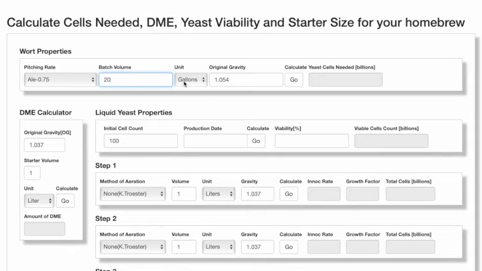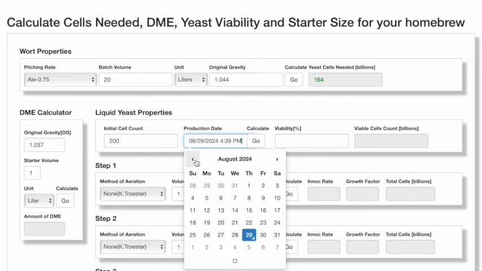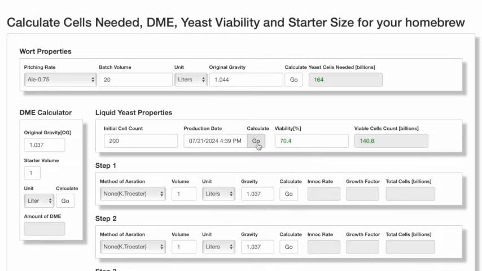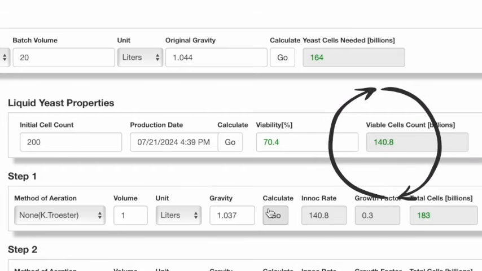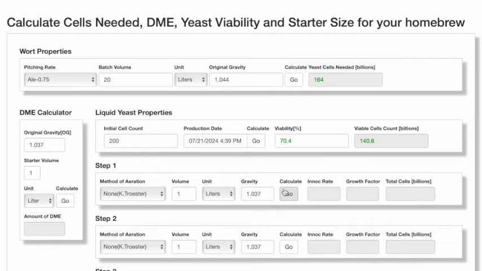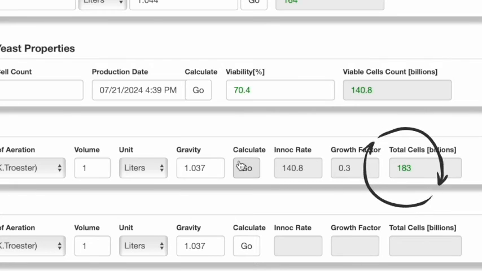You can see in the example shown here, we're brewing a 20 litre batch with a starting gravity of 1044, so we need 164 billion cells. Our yeast, when packaged, had 200 billion viable cells, but it was over a month ago. So currently, the viability check shows that we have around about 140 billion cells. So we need to produce a 1 litre starter, which will get us to the required amount of cells we need for this batch of beer.